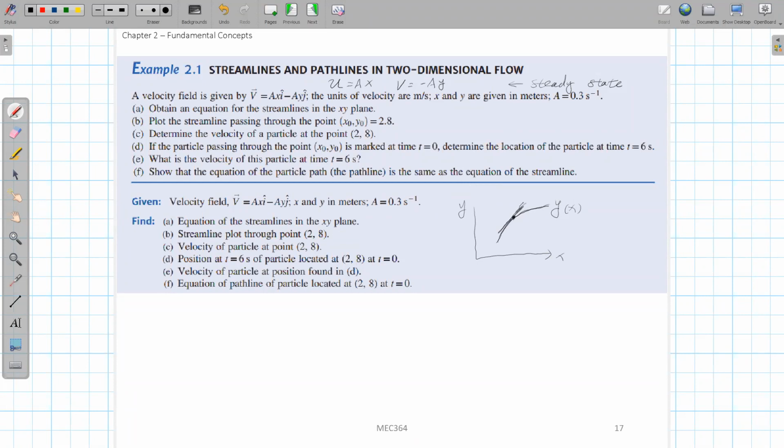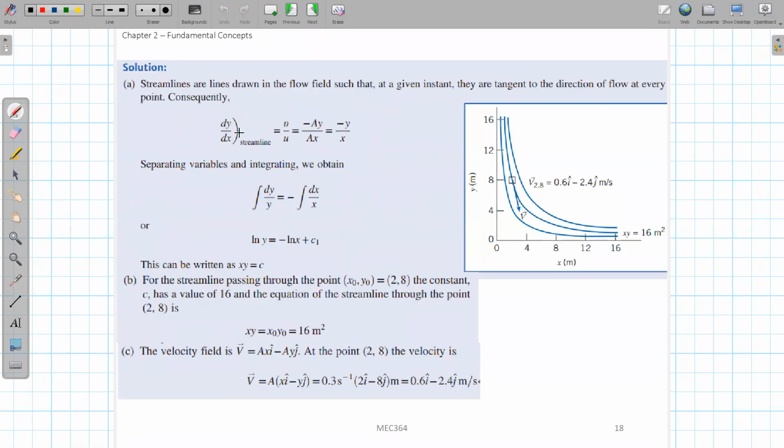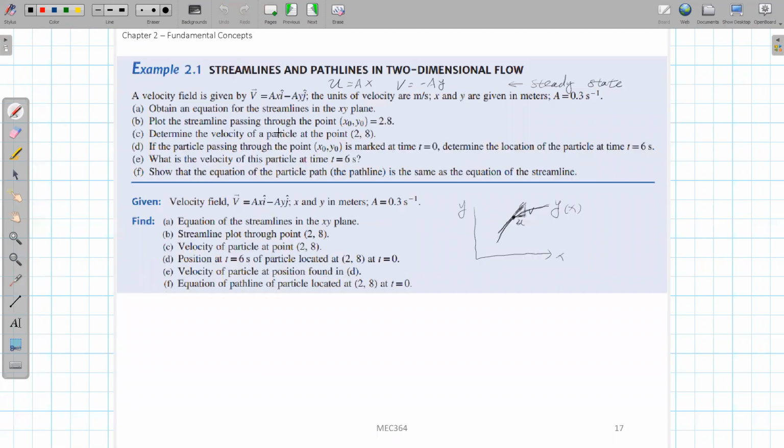Any point on this line, if you draw a tangent line at this point, the direction of this tangent line will be your velocity. If you draw the projections here, this will be equal to u, and this will be equal to v. So based on the definition, dy/dx will give you the slope of the streamline at that point. This is dy here, and this is dx here.